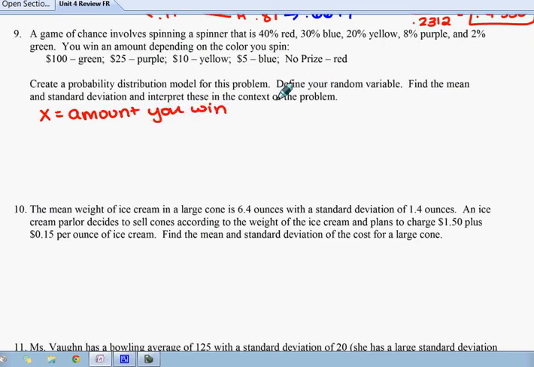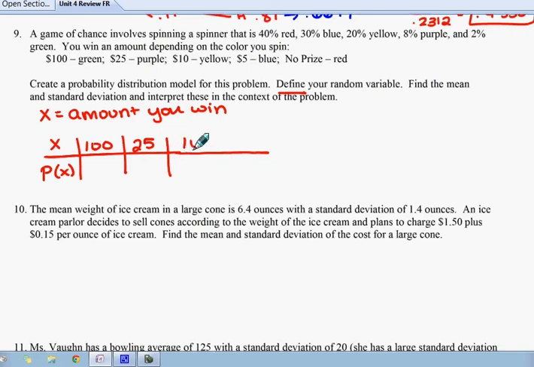You have to define your random variable, so that when I set up my probability model, it stands for something. I can start winning. The goal is at $100. And then we can get down to 25, down to 10, down to 5, and then nothing. Probability of getting the 100 was 0.02. Of 25 is 0.08. 10 is 0.20. 5 is 0.30. 0 is 0.40.